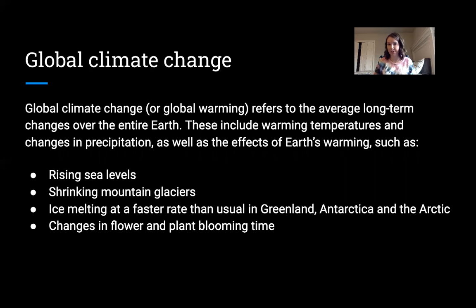There's changes in precipitation, as well as the effects of the Earth's warming, such as rising sea levels. The seas are higher than ever before. The mountain glaciers are shrinking because the temperatures are warming up. Ice is melting at a faster rate than usual, especially in Greenland, Antarctica, and the Arctic. And then we're noticing some changes in flowers and plant blooming time, so when the flowers start to bloom in the spring.